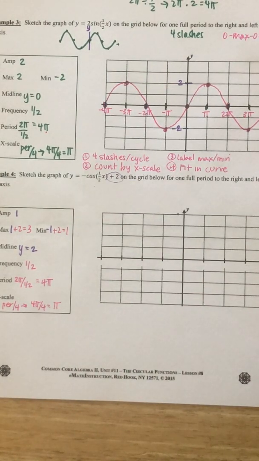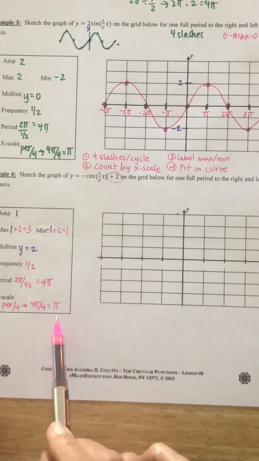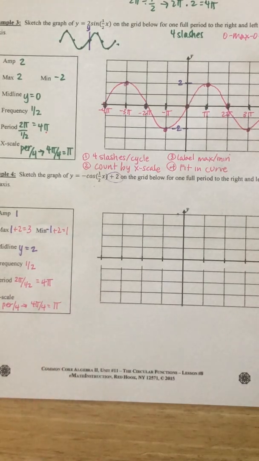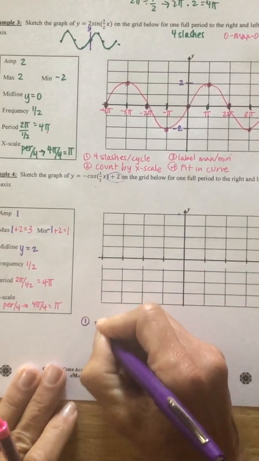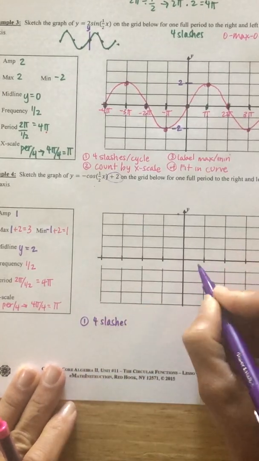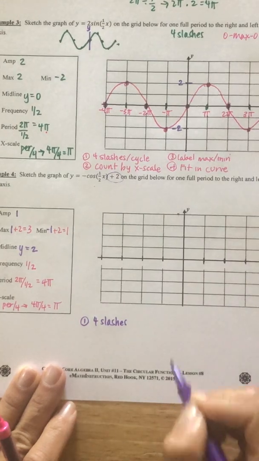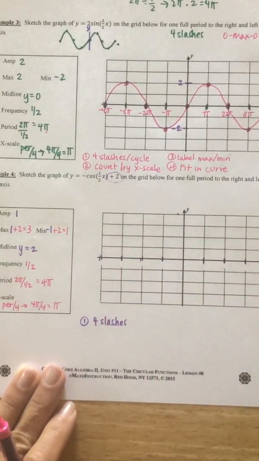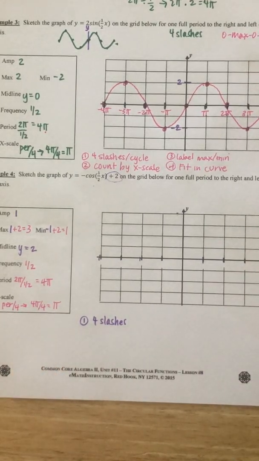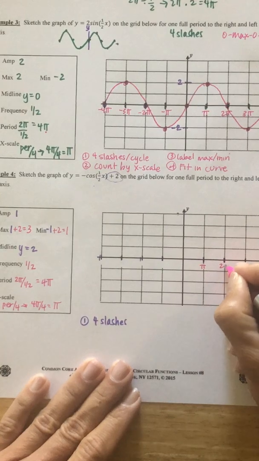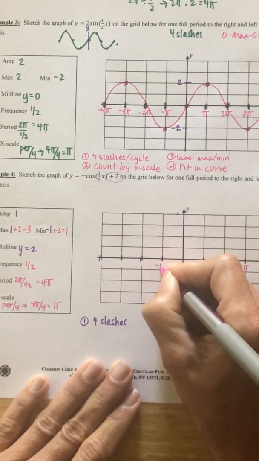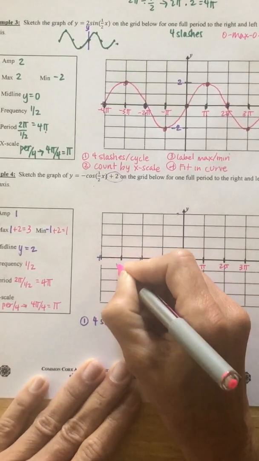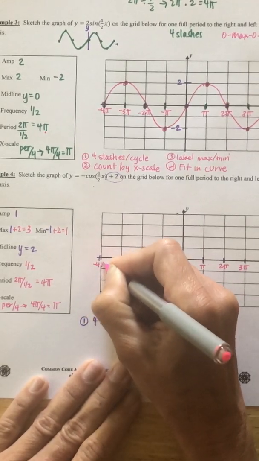Let's figure out what's going on. We want one full period again to the right and to the left. One full period is 4 pi. We're splitting it up in increments of pi units. So remember, one period is 1 cycle to the right, 1 cycle to the left. So we're going to do our 4 slashes to the right and left. 1, 2, 3, 4, conveniently done for us. 1, 2, 3, 4. We're going to go up in increments of pi, just like we did before. So 1 pi, 2 pi, 3 pi, 4 pi. Negative pi, negative 2 pi, negative 3 pi, negative 4 pi.